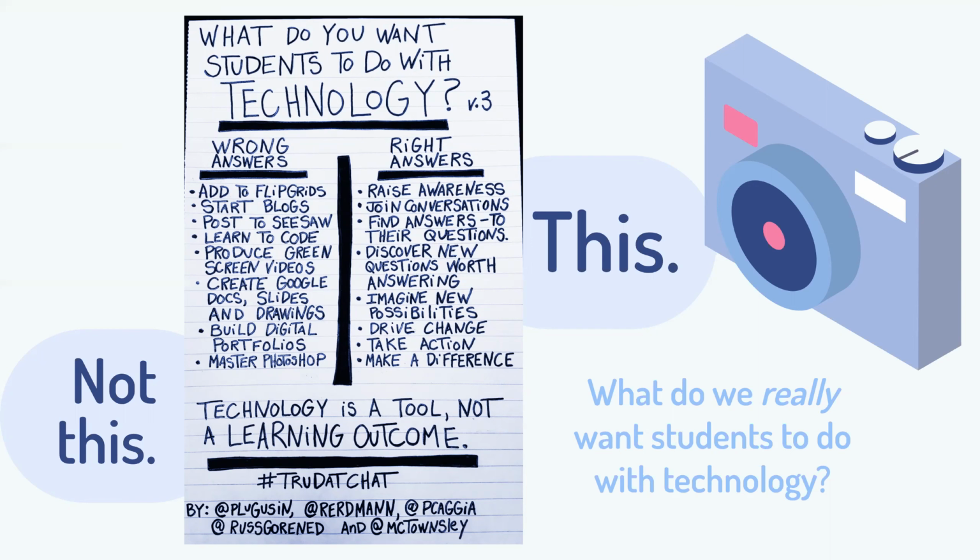So the right answers of what we want kids to do with technology are, we want them to join conversations and find their voice and drive change and make a difference and discover new questions worth answering. Those are the bigger picture types of things that when we allow kids to write and publish and share using some of the digital tools, these types of things can come to life.